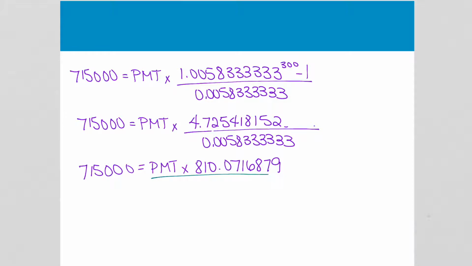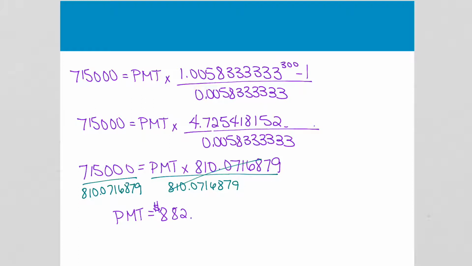Divide both sides by 810.0716879. And our payment would need to be $882.64. Now, if you have a graphing calculator, you could do that without writing down all those numbers. Just try it in your calculator and make sure you get the same answer I do.